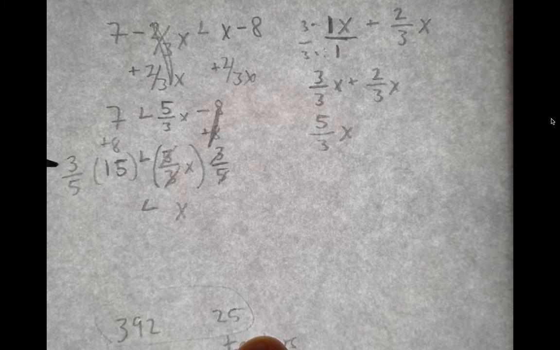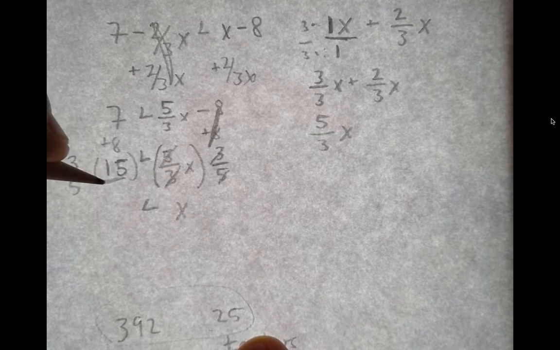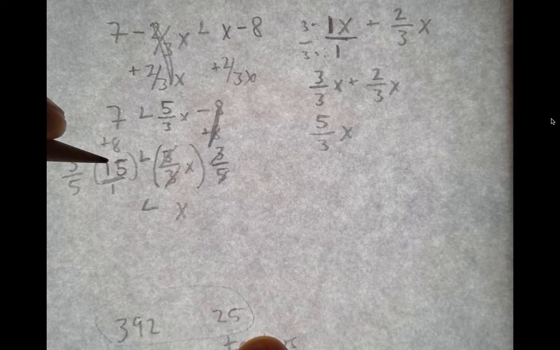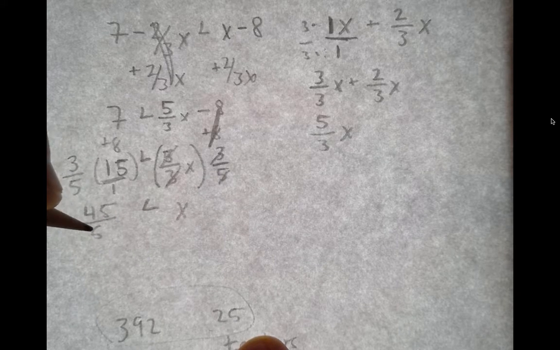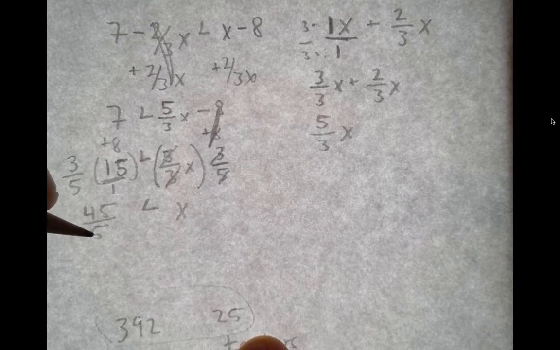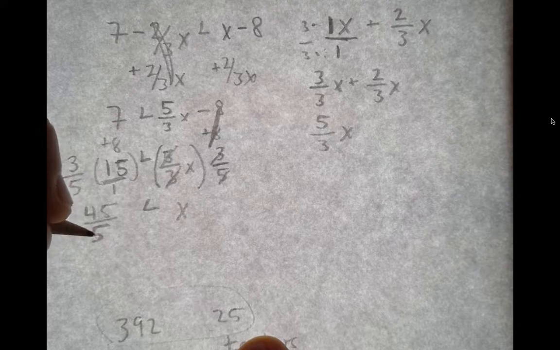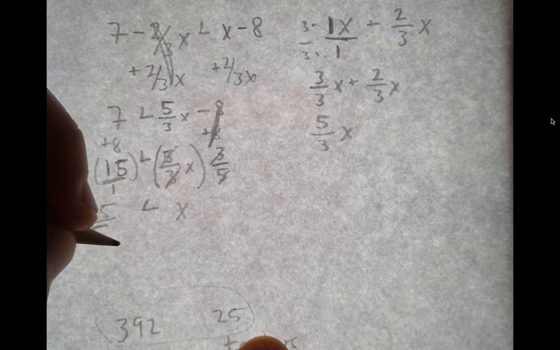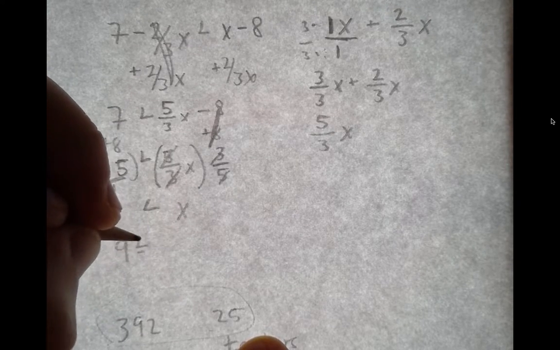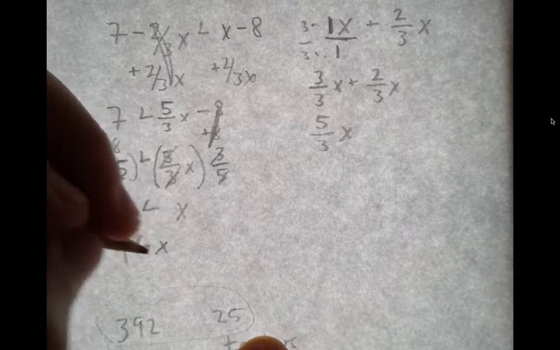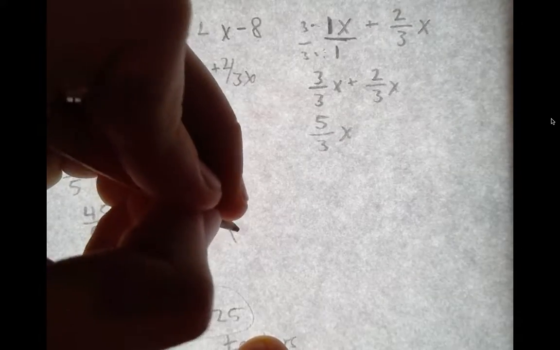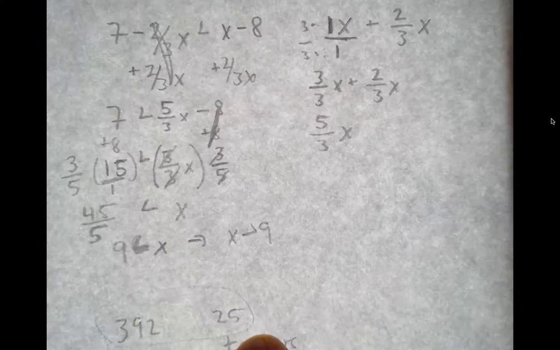And then here, 3 over 5 times 15. This is really a 15 over 1. 3 times 15 is going to be 45 over 5, because 5 times 1 is 5. And then I've got 45 over 5, that is 9. This is 9 is just not less than or equal to, is just less than x. Or maybe if I need to flip-flop, I can make it x is greater than 9.